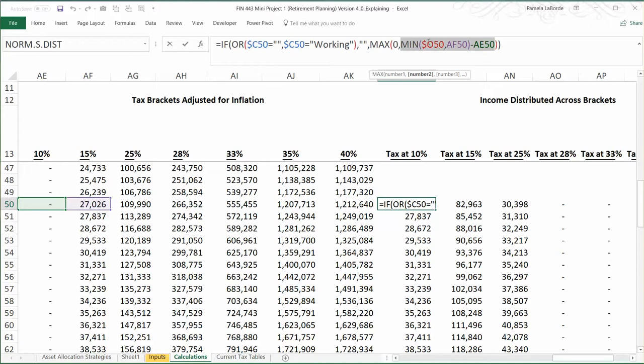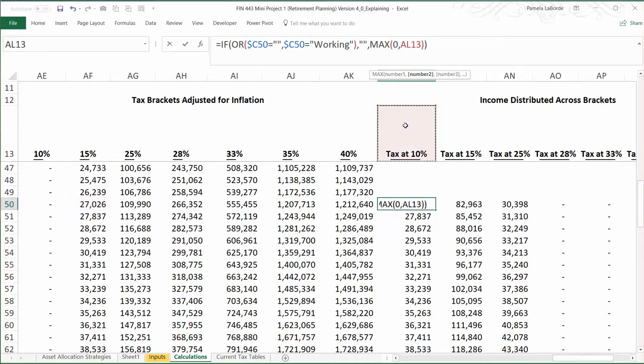So if you made more than $10,000, let's say you made $50,000, then it would choose the minimum of those amounts, 50,000 or 27,026. And then what it's going to do is subtract the previous bracket's dollar amount from that result.